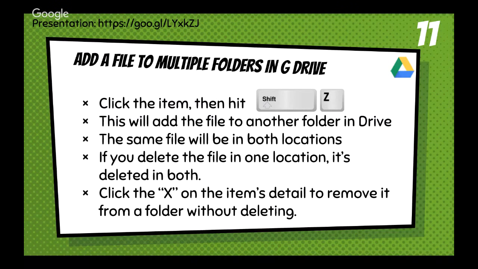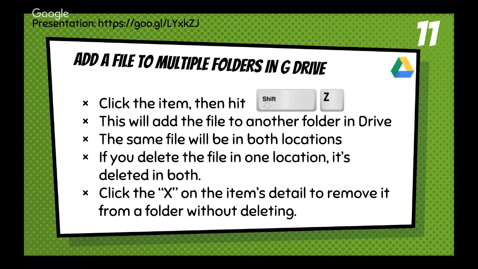Okay, well, that was a great lead into the next part, which is add a file to multiple folders in your Google Drive. What happens is when you have a file or a doc or a Google Sheet or anything like that, it may be that your goal is really that it should go in multiple folders. So if you click on that item, that file, that Google Sheet, whatnot, and then hit Shift Z, it'll bring up a little window and it will allow you to choose a different folder for you to put that file in. So essentially you're able to put one file in multiple folders.